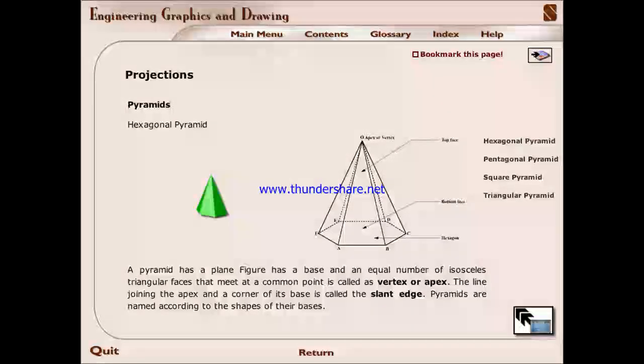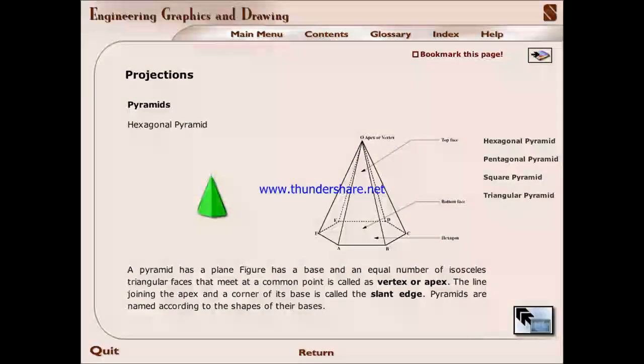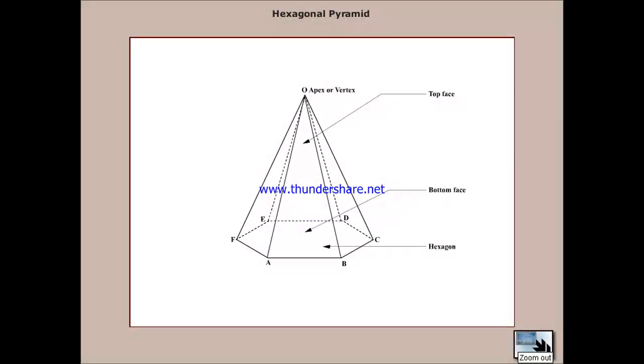Hexagonal pyramid. A pyramid has a plane figure as a base and an equal number of isosceles triangle faces that meet at a common point called the vertex or apex. The line joining the apex and the corner of its base is called the slant edge. Pyramids are named according to the shape of their bases. That's why it is called a hexagonal pyramid. Zoom view is like this.